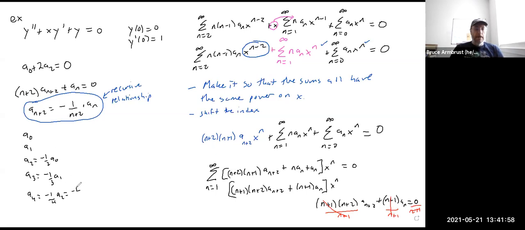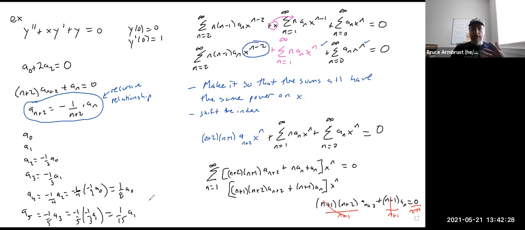Well, we already knew what A2 was. So it was minus 1 half A0. So that's 1 eighth A0. All right, A5 is minus 1 fifth A3. So minus 1 fifth times minus 1 third A1, which is 1 15th A1. And we can just keep going, keep going. And if you actually notice what the pattern is, for the evens, it was a half times a fourth times a sixth. So the next one's going to be minus 1/48 a naught. This one times minus 1/7, negative 1/105.